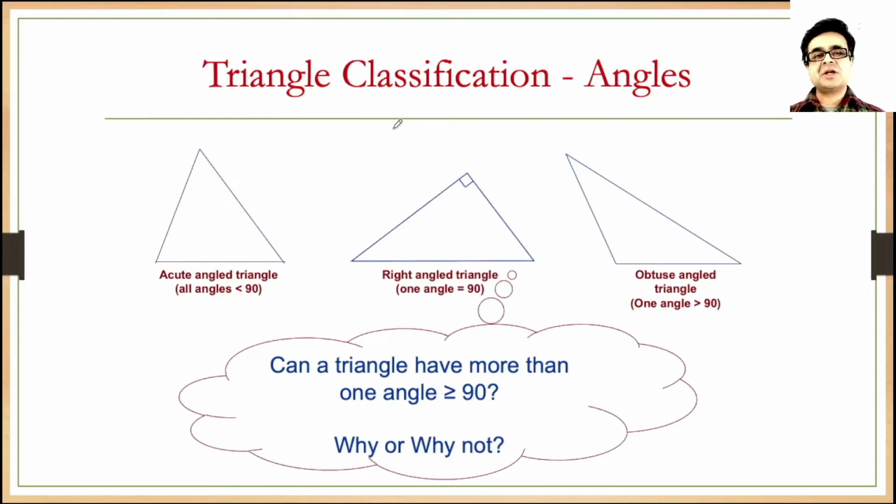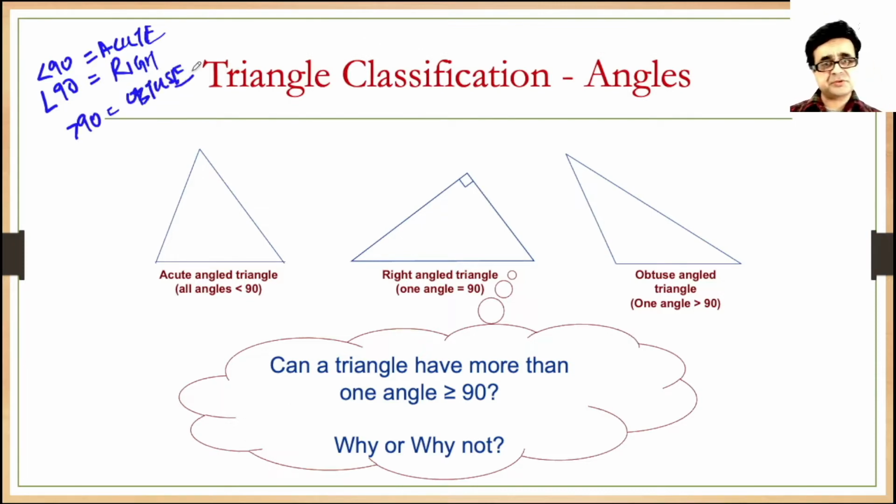Classification of triangles. There are many ways to classify a triangle. One of them is based on the angles in a triangle. A quick definition: an angle of 90 degrees is called a right angle, less than 90 degrees is called an acute angle, and greater than 90 degrees is called an obtuse angle. In an acute angle triangle, all the angles are less than 90 degrees. An equilateral triangle, for example, which has all angles as 60, is an example of that. In a right angle triangle, you have exactly one angle as 90 degrees, and the other two are less than 90 degrees, which means they will be acute angles.